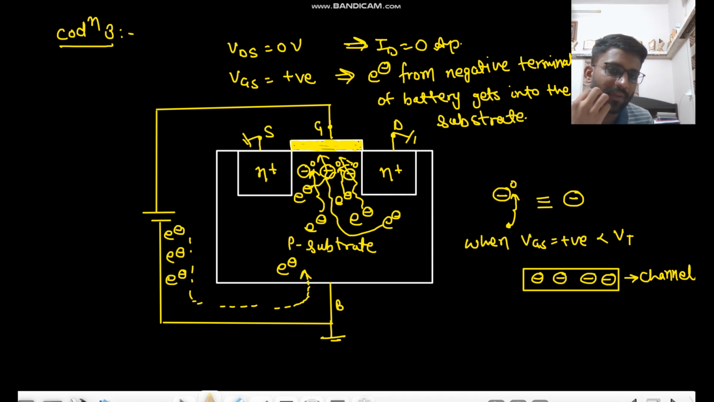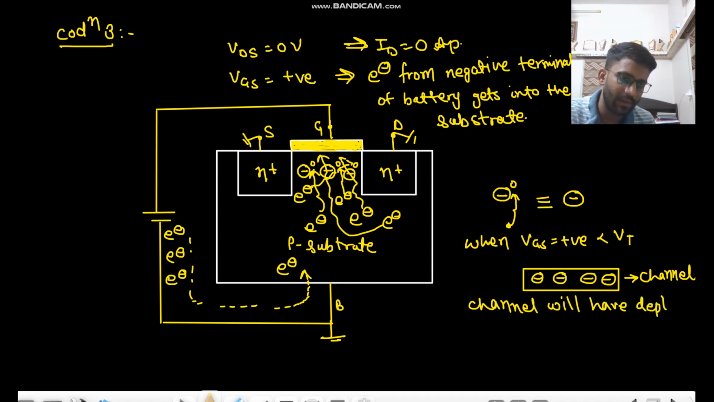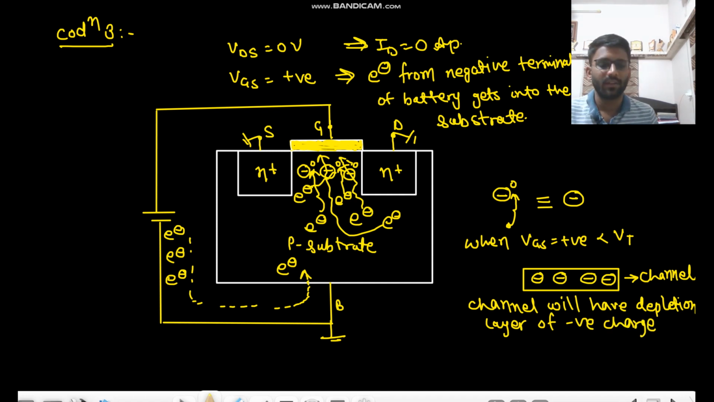When VGS is less than VT, this is some threshold voltage value, that we saw in the depletion type MOSFET. So when VGS is less than VT, the channel will have a depletion layer of negative charge. Okay, can we move on to the next one?